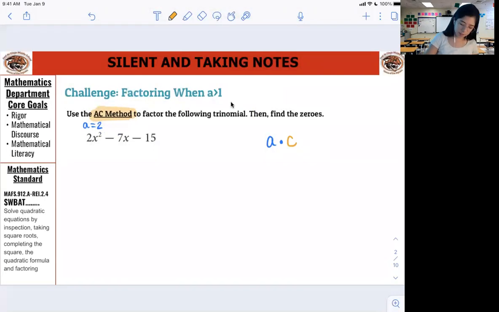The -15 is c. Good. -15, by the way. So remember, this is a, this is b, and this is c. A, b, c. So a is 2, c is -15. So I'm going to go ahead and multiply those numbers. So 2 times -15, what do I get?